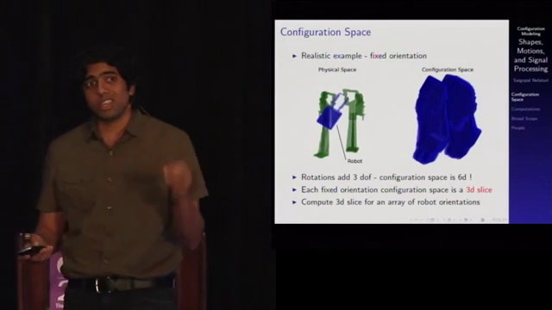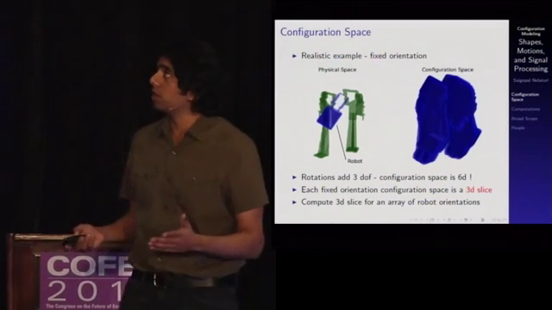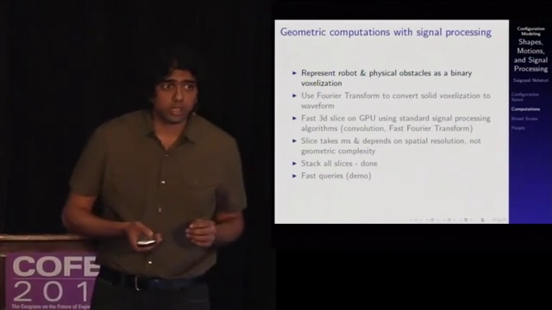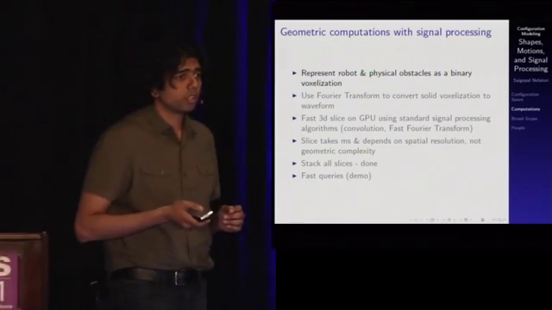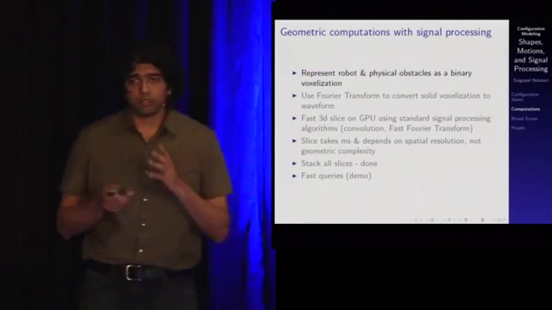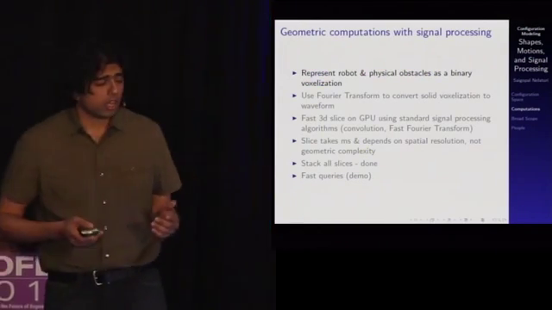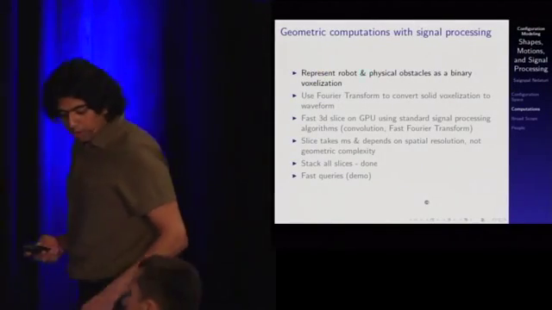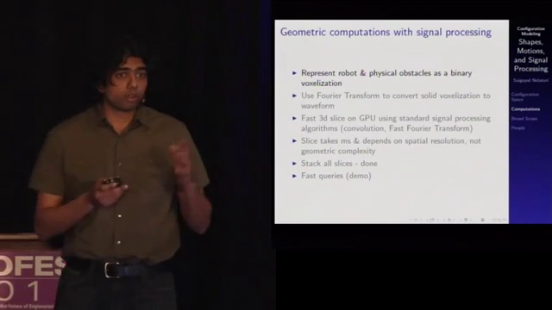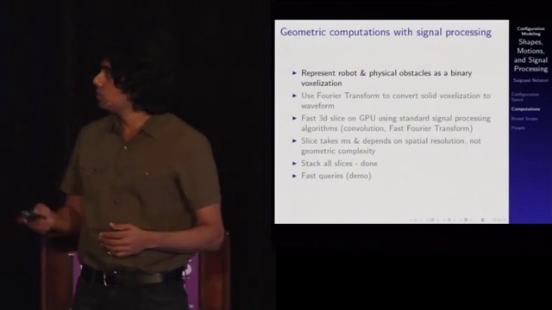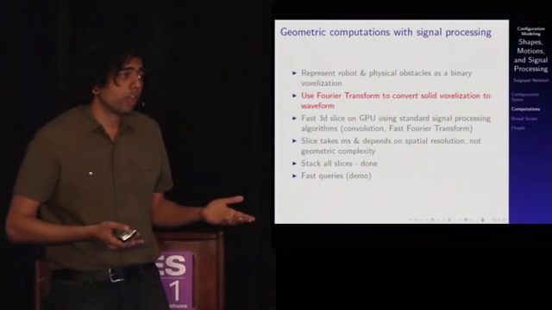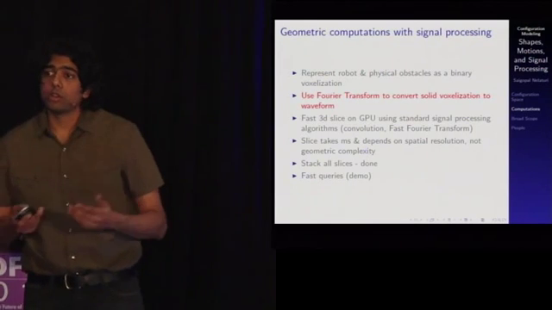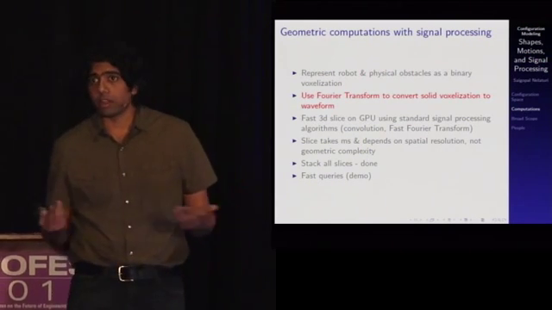This is where we come to the key idea, the key computation of everything that's going on in here. The title of the slide is Geometric Computations with Signal Processing. What we do is we first represent the robots and the physical obstacles, the tooling fixtures, and so on, as binary voxelizations, as I showed you in the video. By computing the binary voxelization, you convert the shapes into functions. And once you've done that, we can use the Fourier transform in order to convert these functions from spatial domain to frequency domain. Now you can loosely think of these shapes as waveforms, if you like, in the frequency domain.